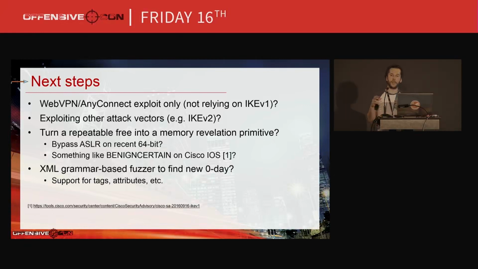And the last thing, for the next steps: this repeatable free primitive is very powerful because we can call it several times, a little bit like what the ZDI guys did before. It would be nice to use this repeatable free to get a leak back and bypass ASLR remotely. And maybe find other bugs using real fuzzing.